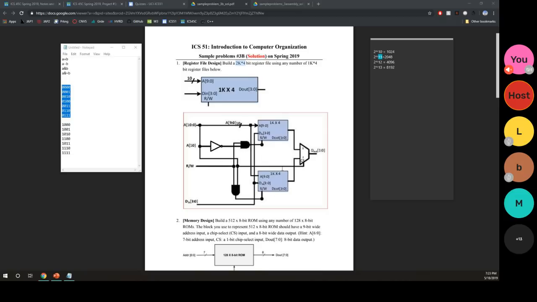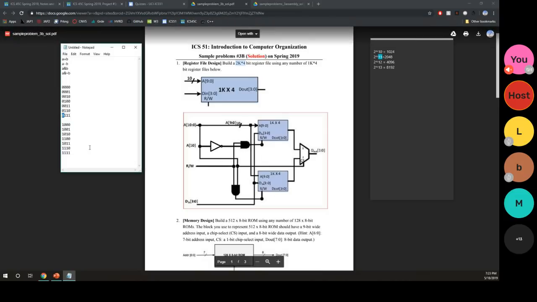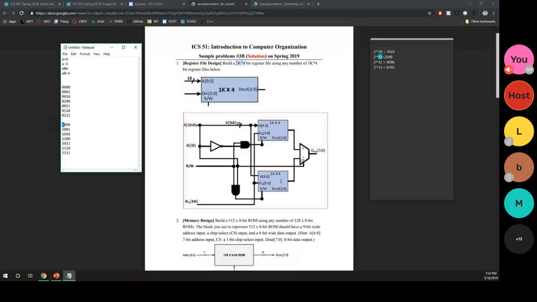So the mux just chooses, right? Because the mux is the bit. So the most significant bit chooses either 0 or 1, right? If it's 1, it chooses from this half of the registers. And if it's 0, it chooses from this half of the registers.